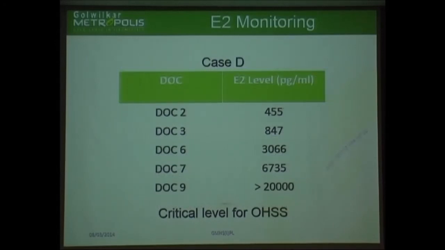This is another case which is showing a profound increase in E2 value. So I think this is an alarming sign to look for ovarian hyperstimulation syndrome. So what is the critical level for that? Day 6, 3000 only is horrible, first of all. So no, obviously, this is very important.